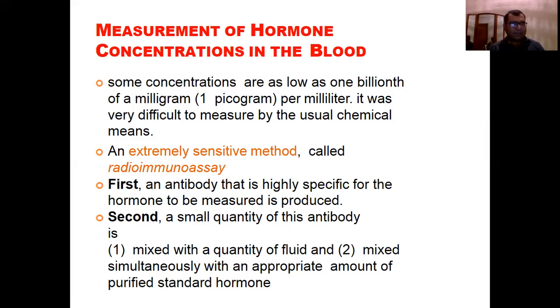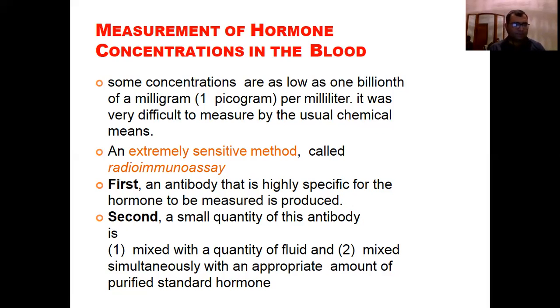First, an antibody that is specific for the hormone to be measured is produced. Second, a small quantity of this antibody is mixed with a quantity of fluid from the animal containing the hormone to be measured, and simultaneously mixed with the appropriate amount of purified standard hormone that has been tagged with a radioactive isotope.